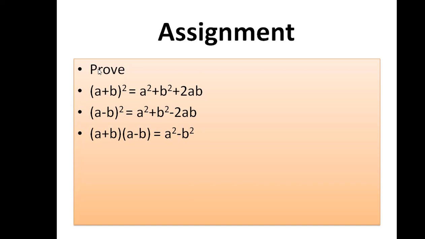An assignment is given for you. You have to prove how a plus b the whole square is equal to a square plus b square plus 2ab. I'll give a tip on how to solve it. First you start with the LHS. You expand it, write a plus b into a plus b, and you multiply each term, so you will arrive at the RHS. All three you can try in that way.